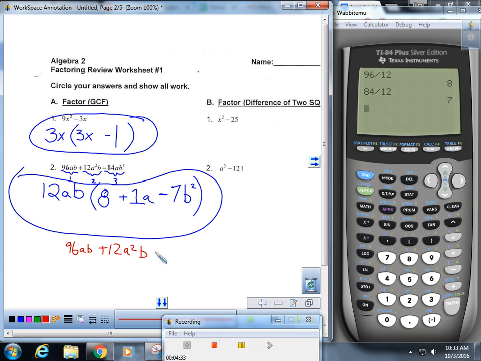12 times negative 7 is a negative 84. A times 1 is A. B times B squared is B cubed. And now I've undid the factoring to get back to the actual answer. So now I know that I did it right. Okay, so hopefully that helps.